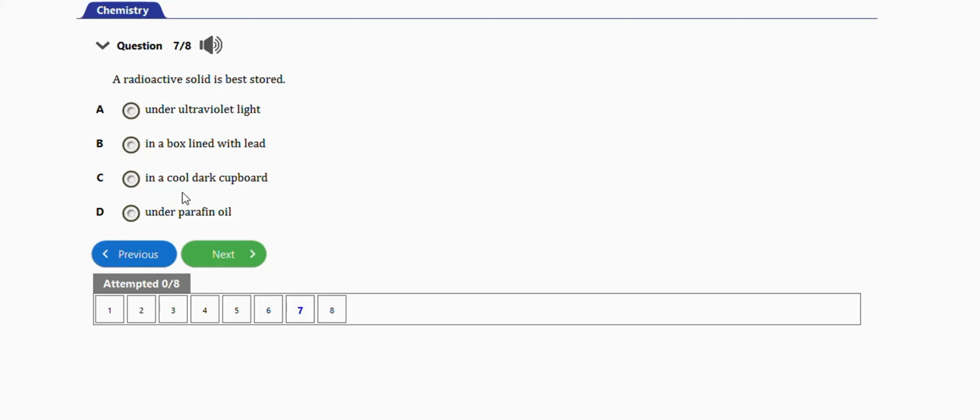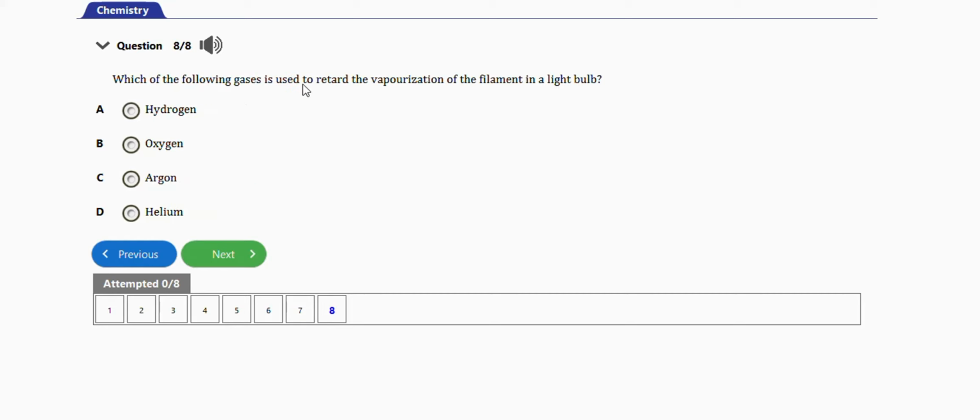The last question before I end this video will be this one. It says which of the following gases is used to retard the vaporization of the filament in a light bulb? So the right option is option C, argon. So guys, this is basically how to solve problems under noble gases for your WASSCE chemistry. We practiced with 8 repeated questions for this topic. Hope you learned something interesting from the video.